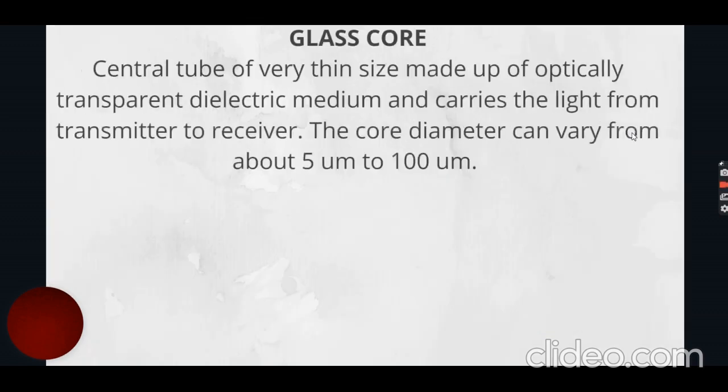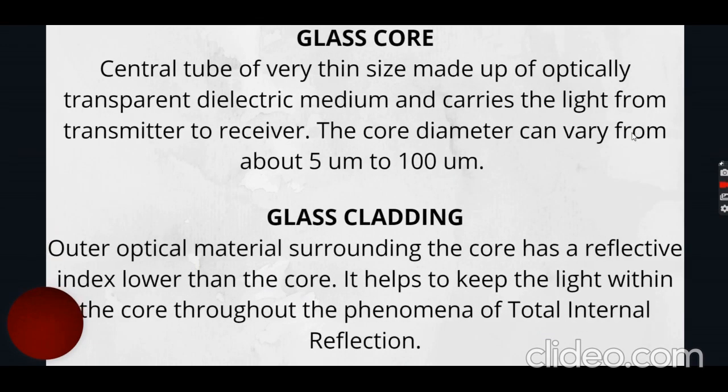So let's start with what is glass core. It is a central tube of very thin size made up of optically transparent dielectric medium and carries the light from transmitter to receiver. The core diameter can vary from about 5 um to 100 um. So what is glass cladding? It is an outer optical material surrounding the core that has a refractive index lower than the core. It helps to keep the light within the core through the phenomenon of total internal reflection.